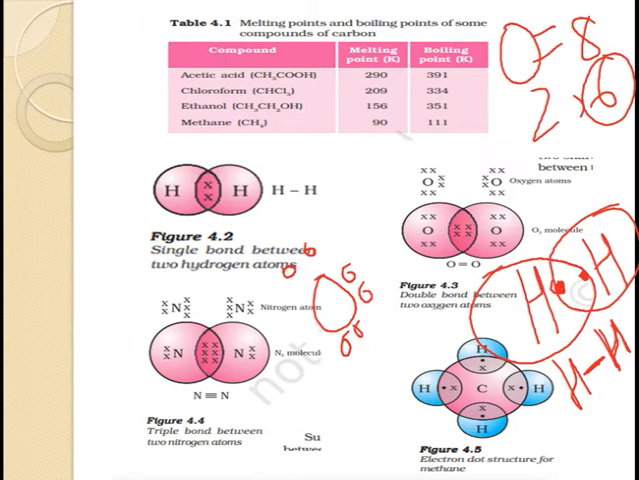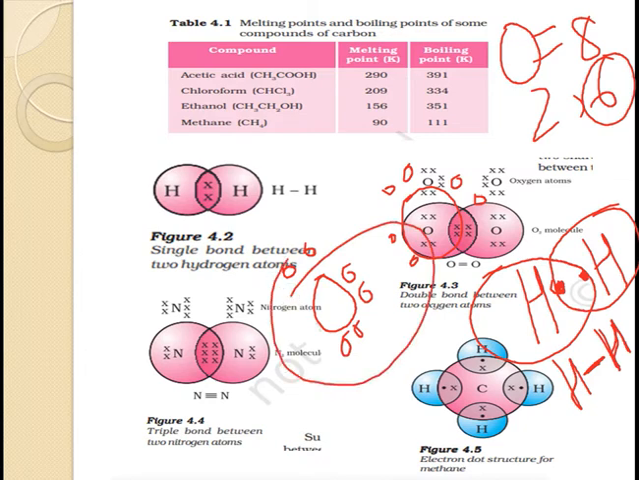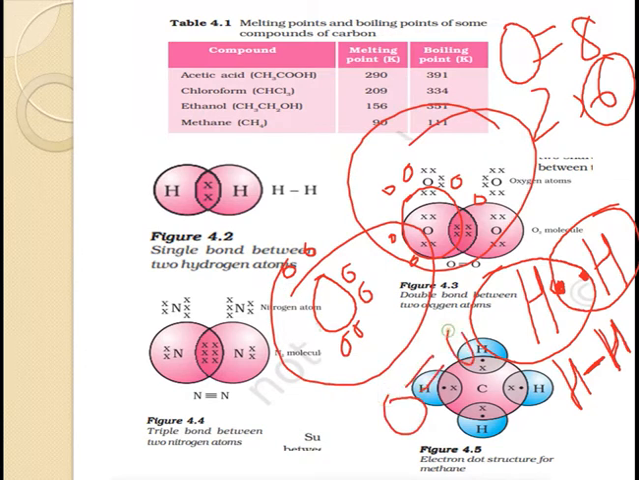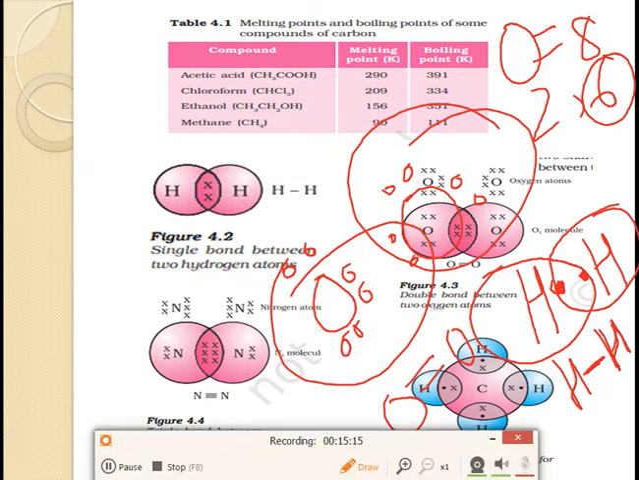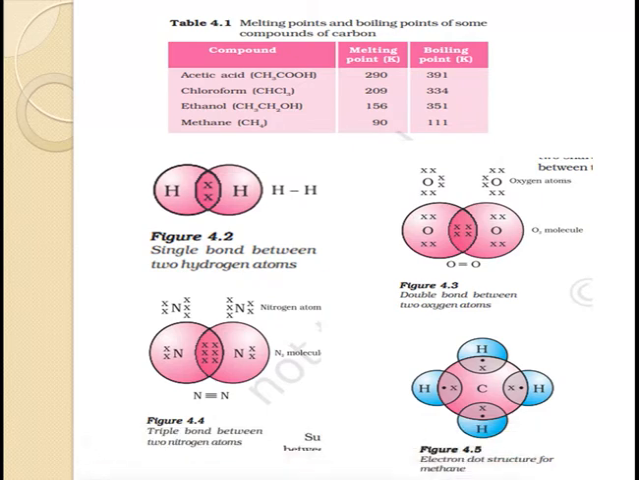So what will oxygen do? It will combine with another oxygen atom. It will share its electrons with the other oxygen atom like this, and they will form a double bond, and that is also an example of covalent bonding. Like this, nitrogen also shares its electrons with another nitrogen atom, and it forms an N-N triple bond.